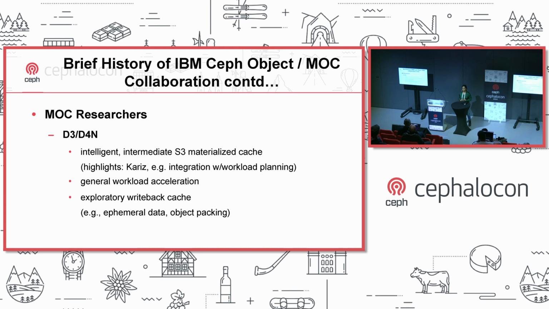Other two interesting features about this project were related to the write-back cache, where they explored storing ephemeral data in the cache and just getting rid of it when the application no longer needs it without transitioning this data back to the backend store. And another one was object packing, wherein they pack small-sized objects into a large one before writing it back to the backend store.